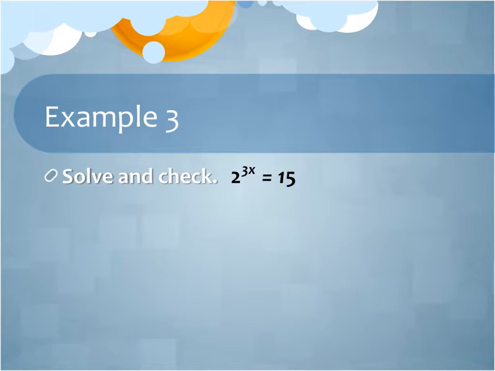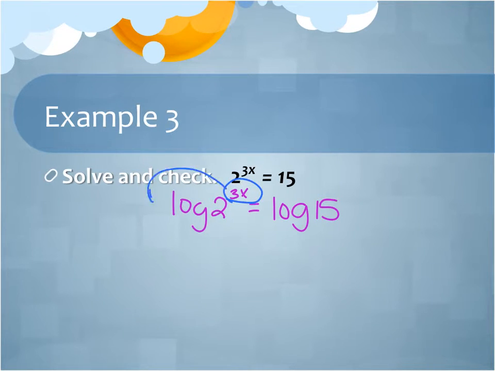All right, so can I make 15 2 to the power of something? No, right? So this is going to be the one where I'm going to take the log of both sides. So log of 2 to the 3x equals log of 15. Bring the exponent forward, 3x log of 2 equals log of 15.